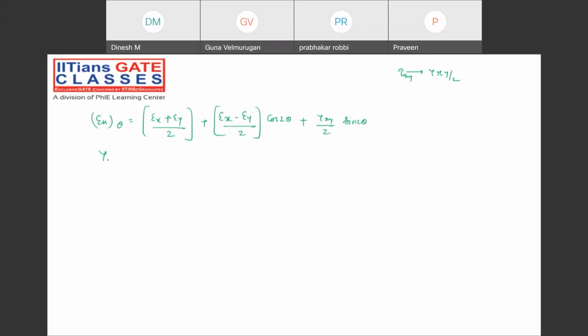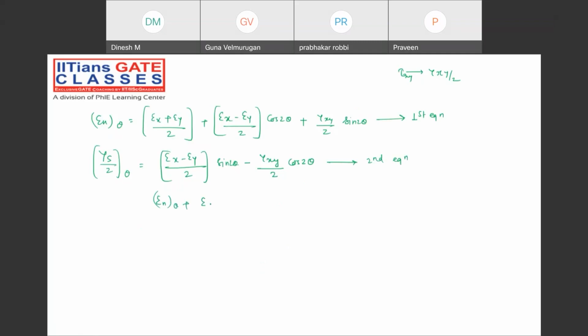And the second formula, you know that tau is there, so it will be gamma by 2 at theta. That will become epsilon x minus epsilon y by 2 into sin 2 theta minus gamma xy by 2 cos 2 theta. So this is the first equation and this is the second equation. That is one of the very, very important things. And again, epsilon theta plus epsilon theta plus 90, together, the summation will be epsilon x plus epsilon y. Very, very important, guys.